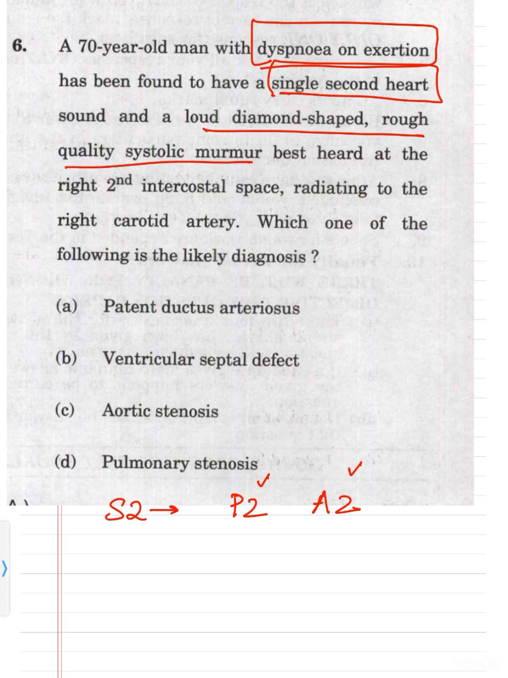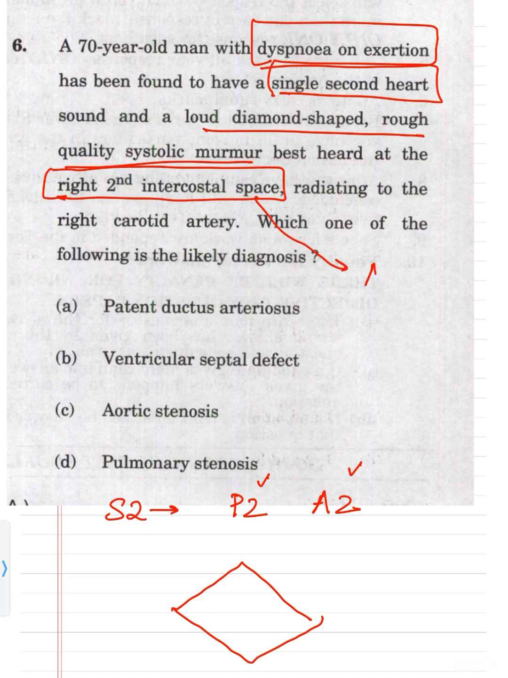So when the systole is occurring, there's this diamond-shaped systolic murmur, which is best heard at the right second intercostal space. Now the answer is very clear. It is being heard at the right second intercostal space, which we know is the space for the aorta. This is the aortic space on auscultation. And it is radiating toward the right carotid artery. Now this becomes more specific that this is talking about the aorta only.